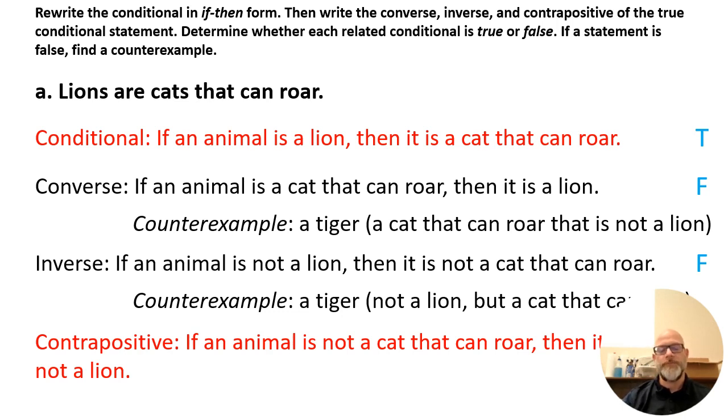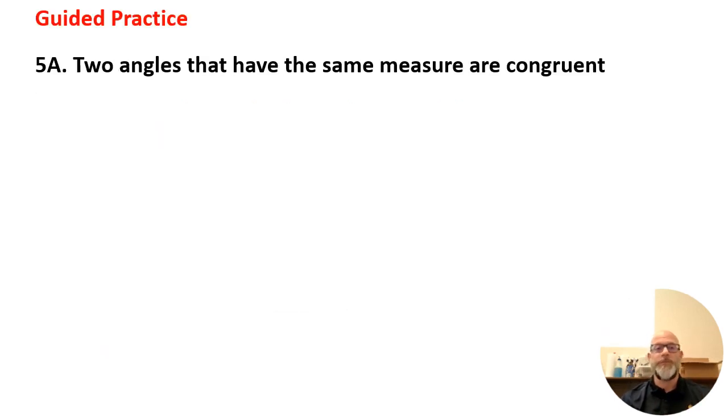That's true. If an animal is not a cat that can roar, then it's definitely not a lion because lions are cats that can roar, right? And the conditional and the contrapositive both have the same truth value of true. All right. Go ahead and try this one. Remember your steps. You're going to convert to if-then language, then come up with the converse, inverse, and contrapositive, and then get the truth value of all of them. If you have a false truth value, you need a counterexample to prove your case. All right, so pause it and come back.